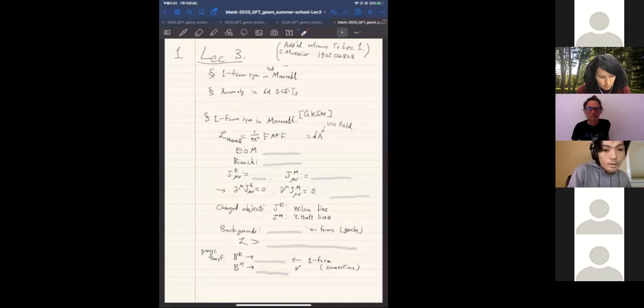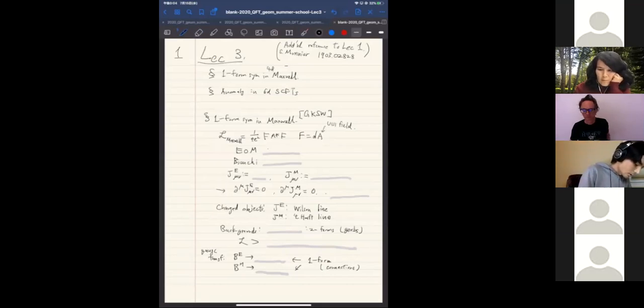Okay, so let's start. First I talk about the one-form symmetry in the Maxwell theory, from the original paper on higher form symmetry by Gaiotto, Kapustin and others. The Maxwell theory is just a free theory. The action is just F wedge star F. The equation of motion is d star F equals 0, and you also have the Bianchi identity, because F is dA, so dF equals 0. Those two equations are called the Maxwell equations, if you know.